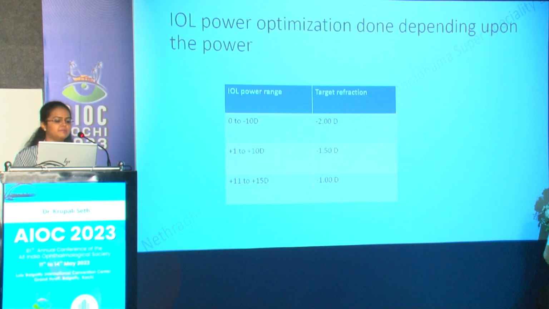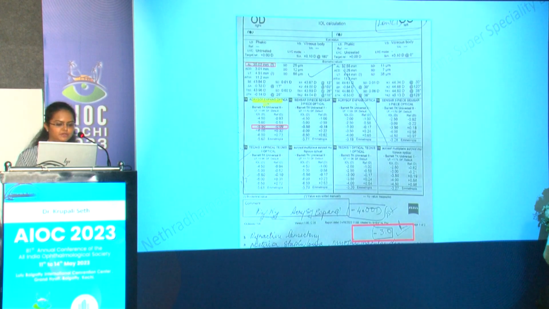So if the IOL power is between 0 to minus 10 diopter, the target refraction was kept as minus 2 diopters. If the IOL power is between the range of plus 1 to plus 10, in these cases the target refraction was kept as minus 1.5 diopters, and anywhere above 11 it was kept as minus 1 diopter.